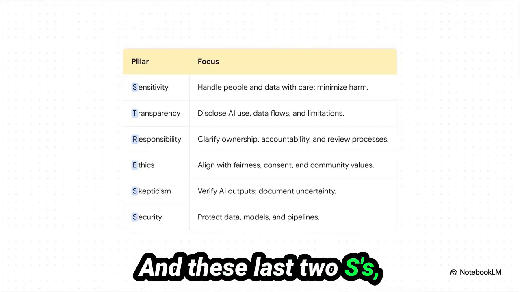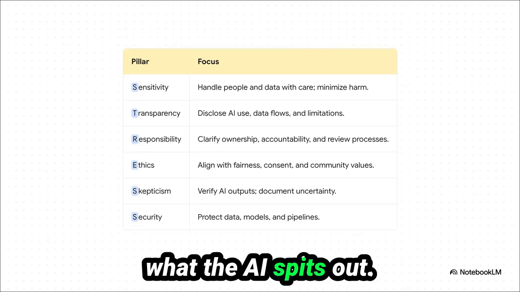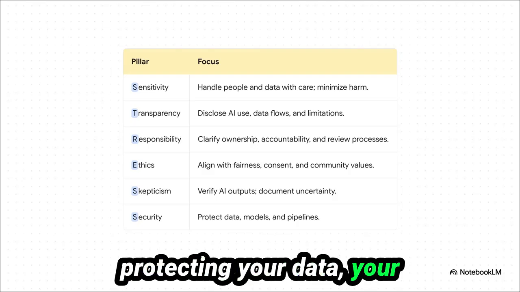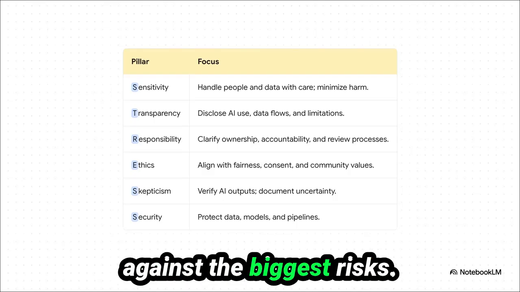And these last 2 S's, man, they are so important. Skepticism. You can't just trust what the AI spits out. You have to actively verify it. And finally, security, protecting your data, your models, the whole shebang. Put them all together, and you've got a really solid defense against the biggest risks.